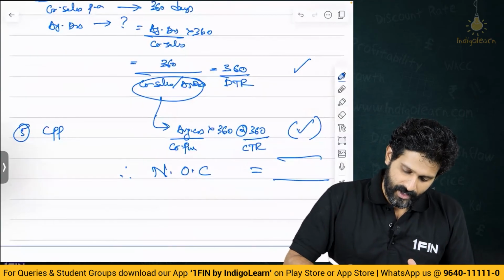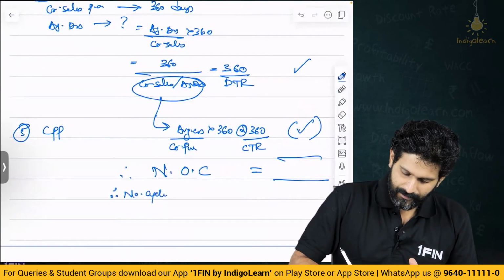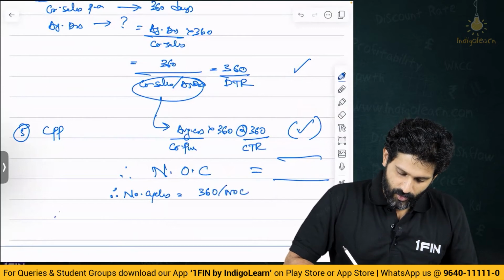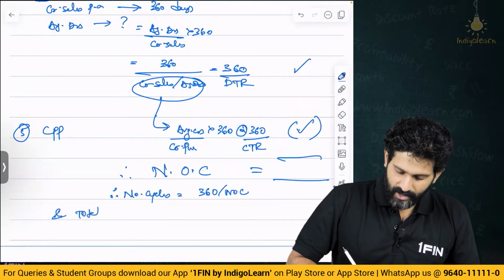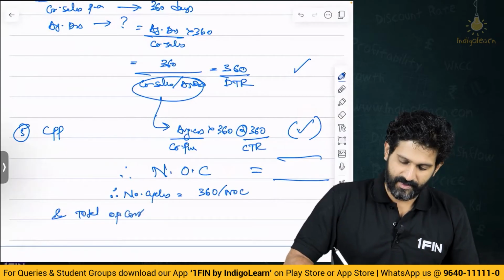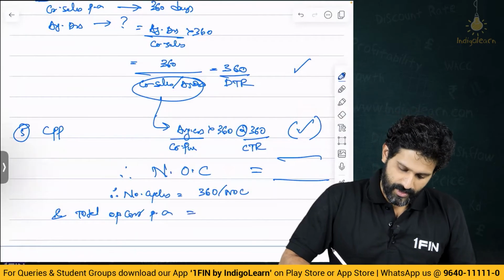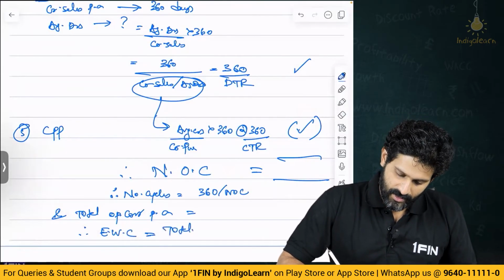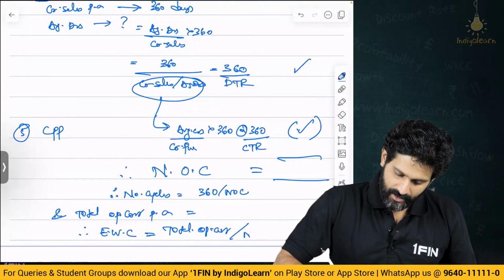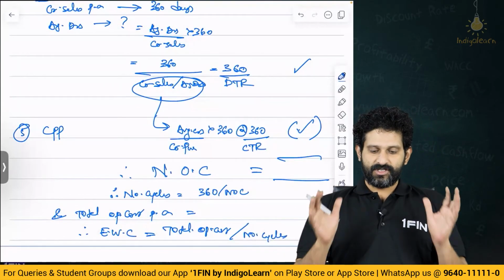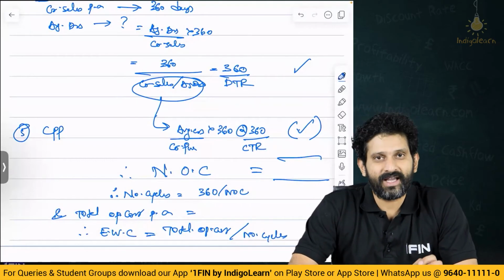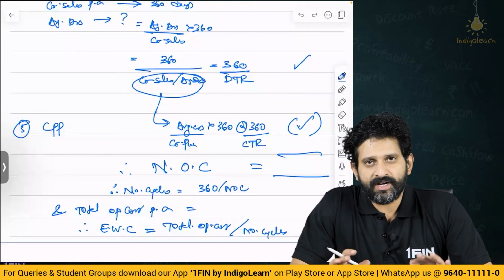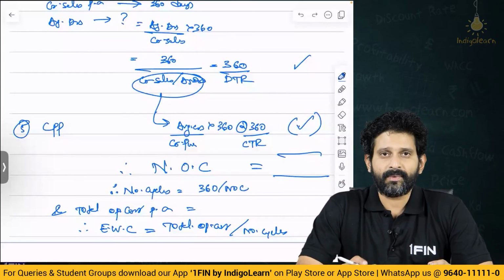From this, what will we do? Therefore, number of cycles is equal to 360 divided by net operating cycle. And we will have total operating cost or operating expenses per annum is equal to so and so. Therefore, estimated working capital is equal to total operating cost divided by number of cycles. So, this is how we compute the estimated working capital based on time, that is with the help of the net operating cycle method.